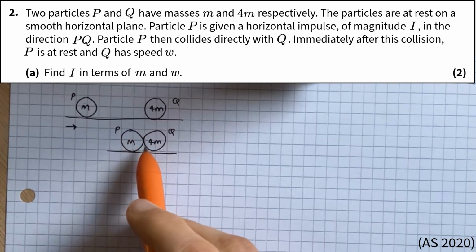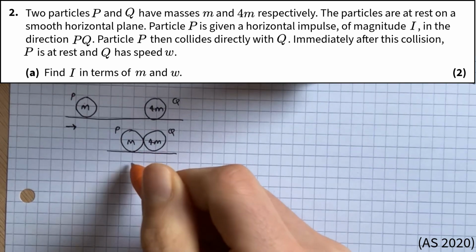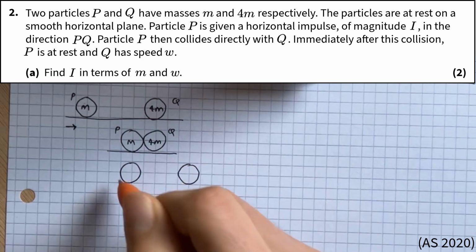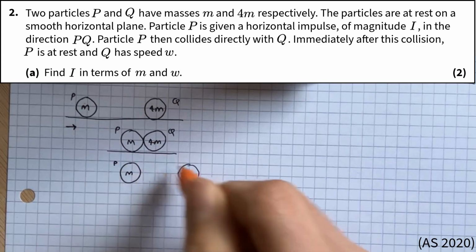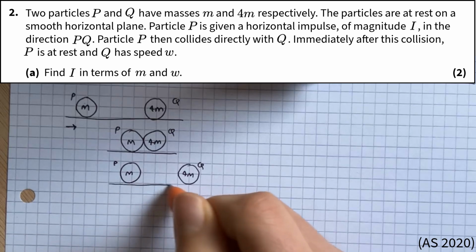But particle P moves in, hits particle Q, they collide, and then afterwards, from the question, it says that P is at rest and Q has speed W. So that means that P has not moved after the collision, but Q is on its merry way.